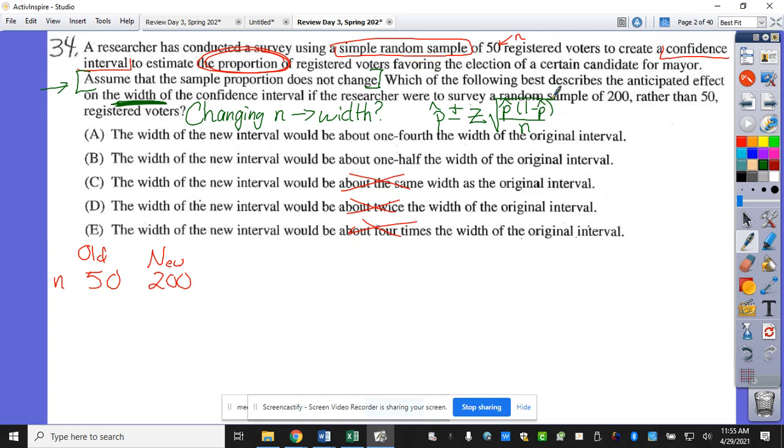So if I am changing the sample size out of this entire equation, what's the only part I want to change? I'm just changing this part right here. So I just want to look at something under the square root on the bottom of a fraction.